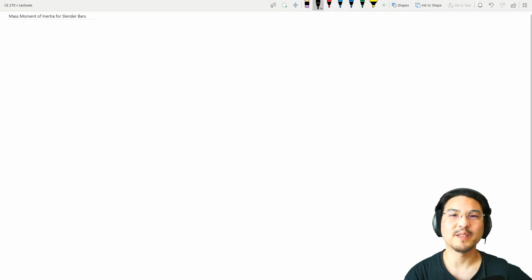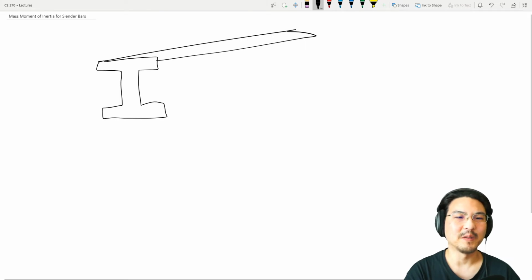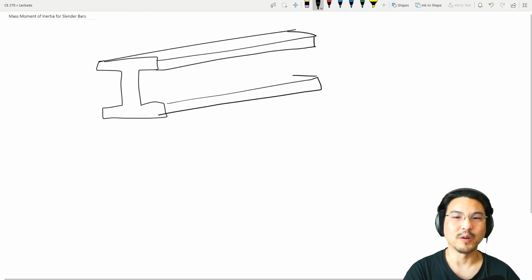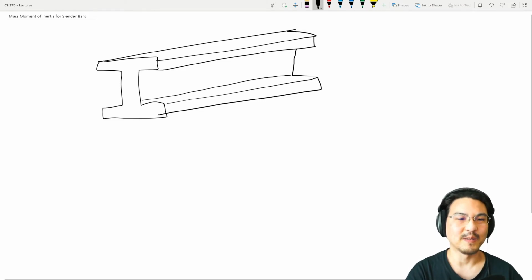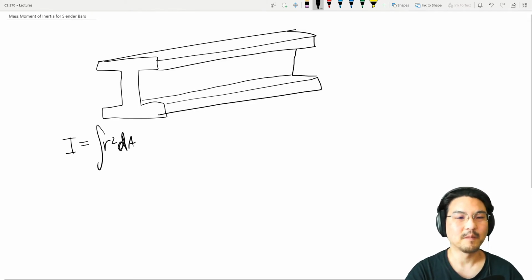Hey everybody, this video is about mass moment of inertia, which is different from area moment of inertia. So let's say you had some shape like an I-beam or something, and then you want to know how this beam will bend or stretch or twist. So that is a function of the area moment of inertia. This one, area moment of inertia.